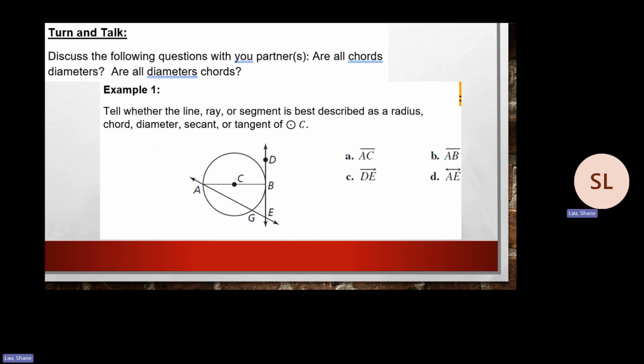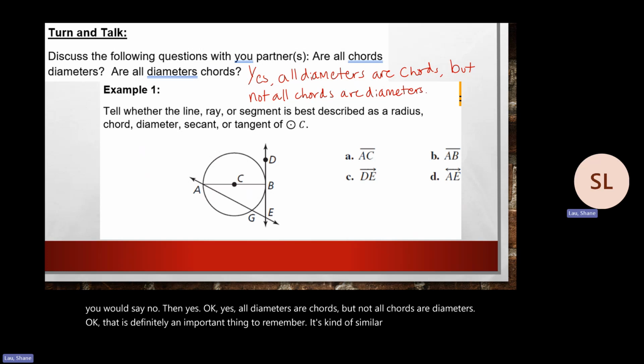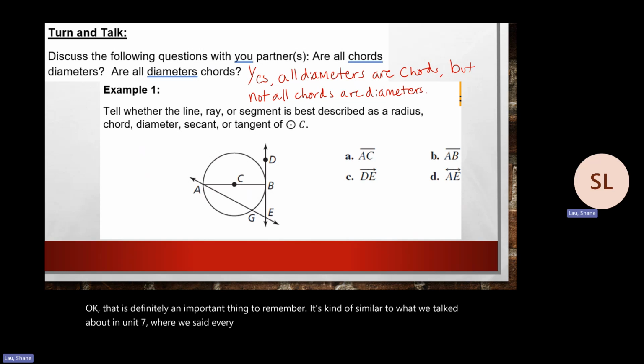Then we have a turn and talk. Are all chords diameters and all diameters chords? And you would say no, then yes. Yes, all diameters are chords, but not all chords are diameters. That is definitely an important thing to remember. It's kind of similar to what we talked about in Unit 7, where we said every square is a rectangle, but not every rectangle is a square necessarily. Kind of that same mentality.